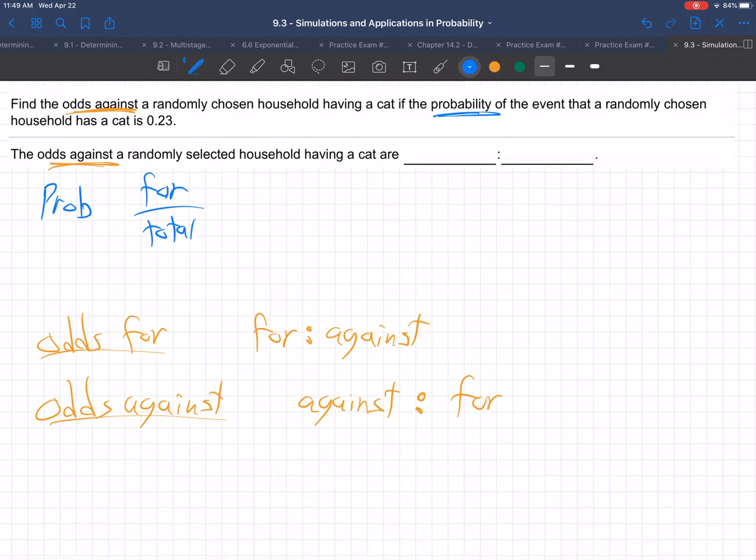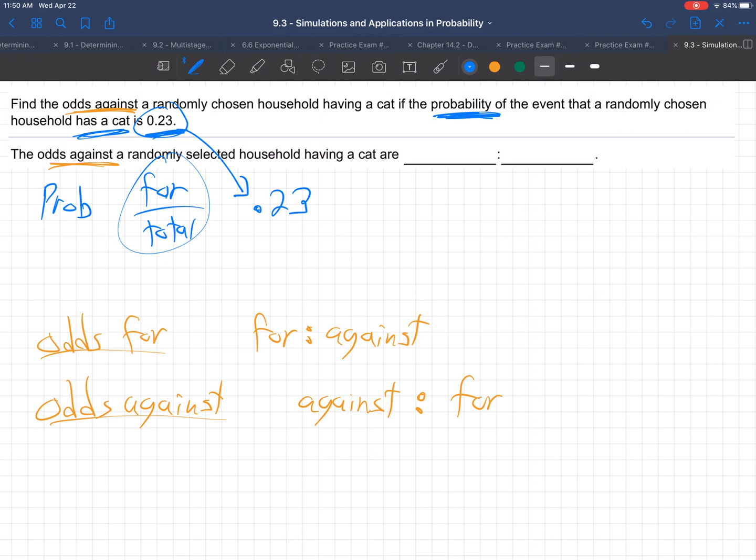So, all right, let's get back to it. Clearly we need fractions. They're giving us a decimal, 0.23, right? They're saying the probability that you pick a house at random, the chance it's going to have a cat, like my house does now, is 0.23. So I've got to turn that into a fraction so I can see the for and the total and then bring it on down for odds.